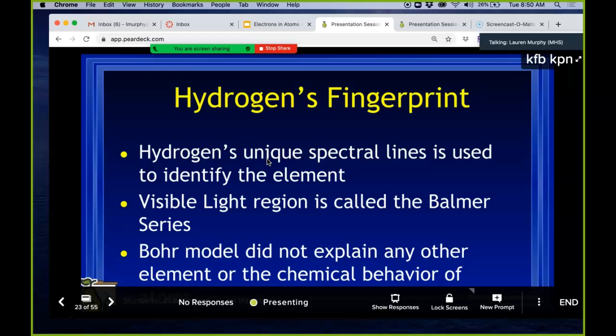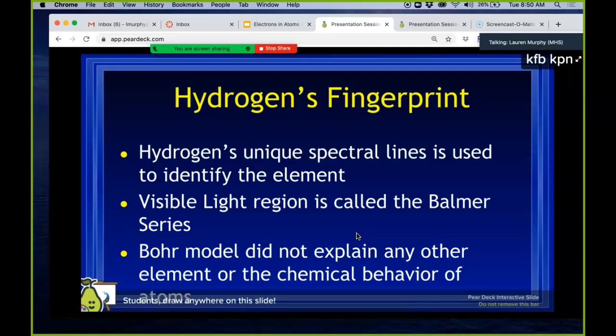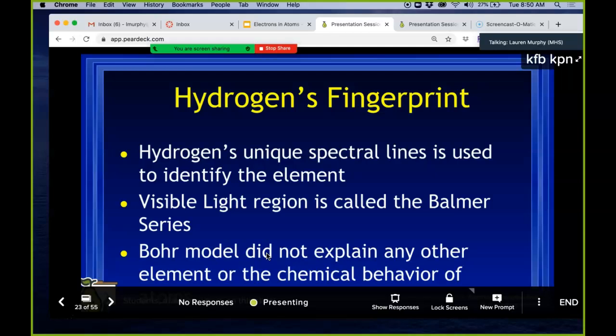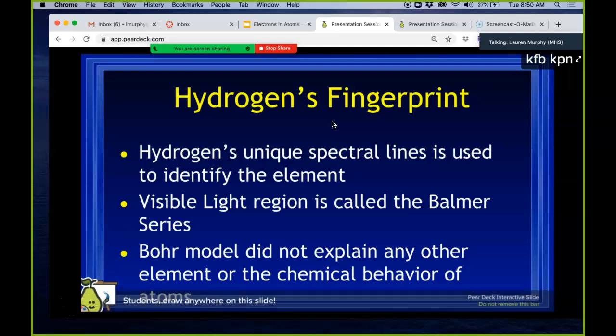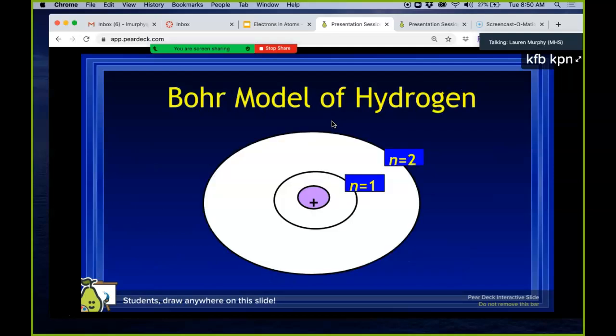So let's keep going, okay? Bohr's model only worked for hydrogen. His model of the atom only worked for an element that had one electron, which is hydrogen, and it has what's called unique spectral lines. The problem is the Bohr model didn't explain any other element but hydrogen, or how atoms were behaving chemically. However, we're still going to use it for the sake of simplicity.